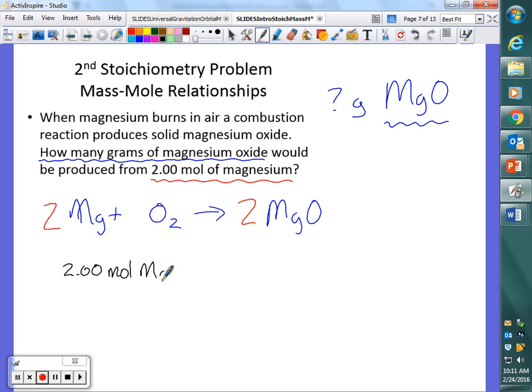So, we start off with 2.00 moles of magnesium, right? That's what we're trying to get rid of. Times sign, fraction bar. What unit has to go on the bottom of that conversion factor? Moles of magnesium have to go on the bottom of that conversion factor. Okay? Now, this is where this problem gets a little different. Conversion factors get rid of units that we don't want and end up with units that we do want. Ultimately, what unit do we want our final answer to be? Grams of what?